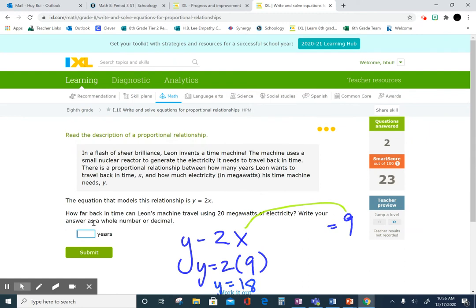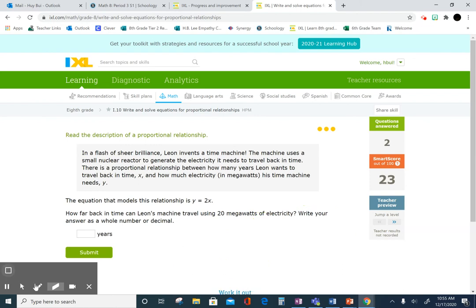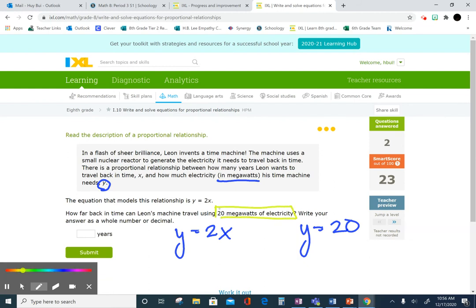The third part of this problem now, and yeah, it is all the same problem, but we're still getting points for each part of this problem, okay? So now we have, how far can it travel using 20 megawatts? And remember that y here is how much electricity in megawatts. So our equation is y equals 2x. And now we have megawatts is 20. That's what we have in the problem right here. How far back can it go if it uses 20 megawatts?